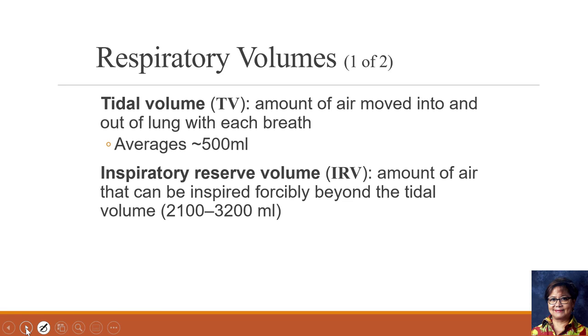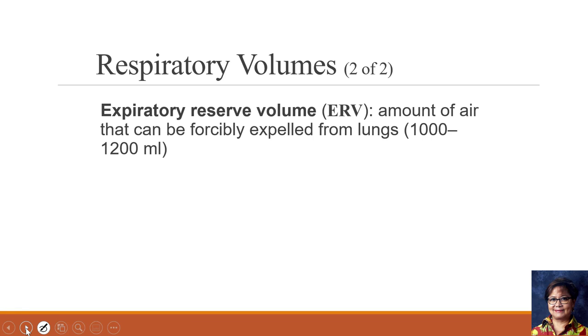The inspiratory reserve volume, or IRV, is the amount of air that can be forcibly inspired beyond the tidal volume. It's about 2100 to 3200 ml of air. That's big. Then you have the expiratory reserve volume. It's the amount of air that can be forcibly expelled from the lungs. It's about 1000 to 1200 ml.